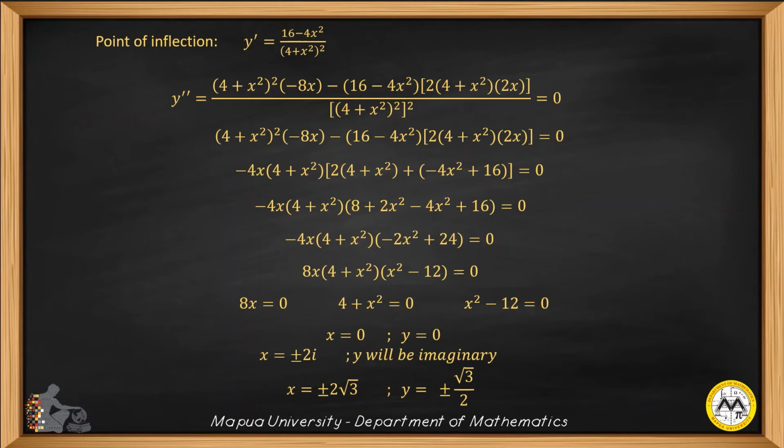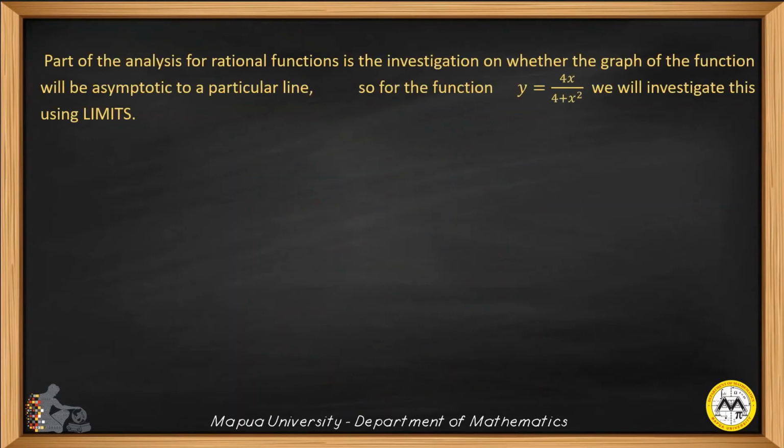Okay, so we now have located the critical points and the points of inflection. Now, as we have mentioned earlier, when we are given a rational function, such as in this case y equal to 4x divided by 4 plus x squared, there is a need to investigate whether the graph of the function will have asymptotes, either a vertical asymptote or a horizontal asymptote.